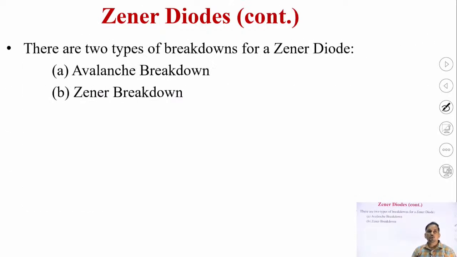Generally there are two types of breakdown which occur in the Zener diode or in a normal P-N junction diode. The first type is the avalanche breakdown, which generally occurs at higher reverse voltages, whereas the Zener breakdown generally occurs at lower reverse voltages. We will see the phenomena behind the avalanche breakdown and the Zener breakdown.